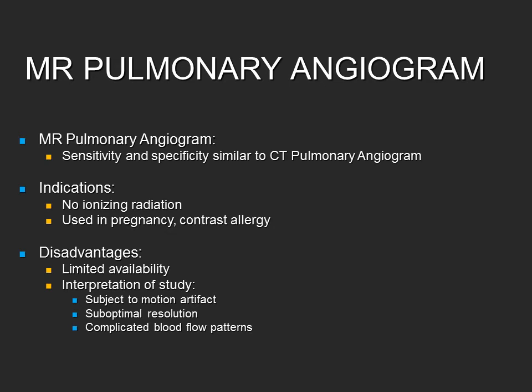MR pulmonary angiography does not expose the patient to ionizing radiation and is indicated in pregnant patients and those patients allergic to iodinated contrast. The disadvantages of MR pulmonary angiography are its limited availability, its subjection to motion artifact, its suboptimal resolution, and its complicated blood flow patterns. Despite these limitations, there may be an emerging role for MR pulmonary angiography in the future.